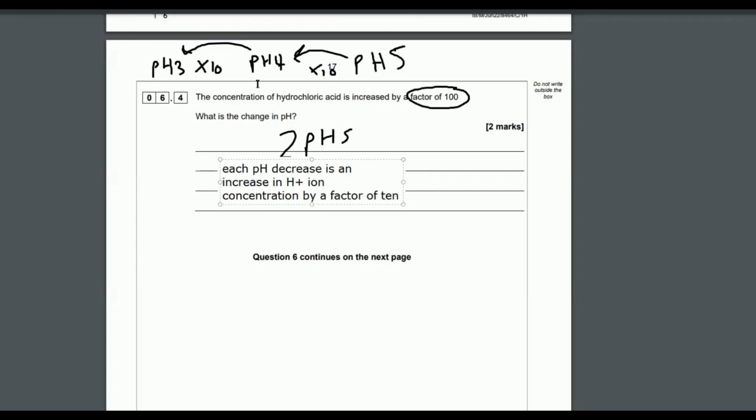So we need to read this carefully. The concentration of hydrochloric acid, they've increased it by a factor of 100. So what is the change in pH? It's not just that it changes by 2 pHs. We want to say its pH goes down by 2, because you actually get stronger and more concentrated when you go down. So if it was pH 5, it will now be pH 3, which is 10 times 10, a factor of 100.